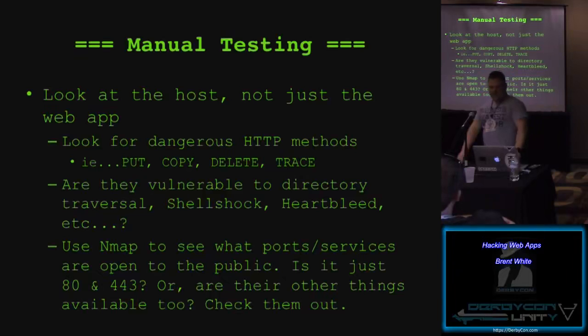HTTP methods. Do they have PUT, COPY, DELETE, TRACE, or other methods enabled? Sometimes we found that PUT is enabled. So what do we do? We put a shell script up there, and we've automatically compromised that host just because we could put information up there. And then when we were done, DELETE was enabled, so we deleted it. Sounds really simple and kind of stupid, but those things are there. So you always want to make sure to check those to see if that's something you can leverage. Again, directory traversal, Shellshock, Heartbleed. These are all things you want to look at for the host as well.